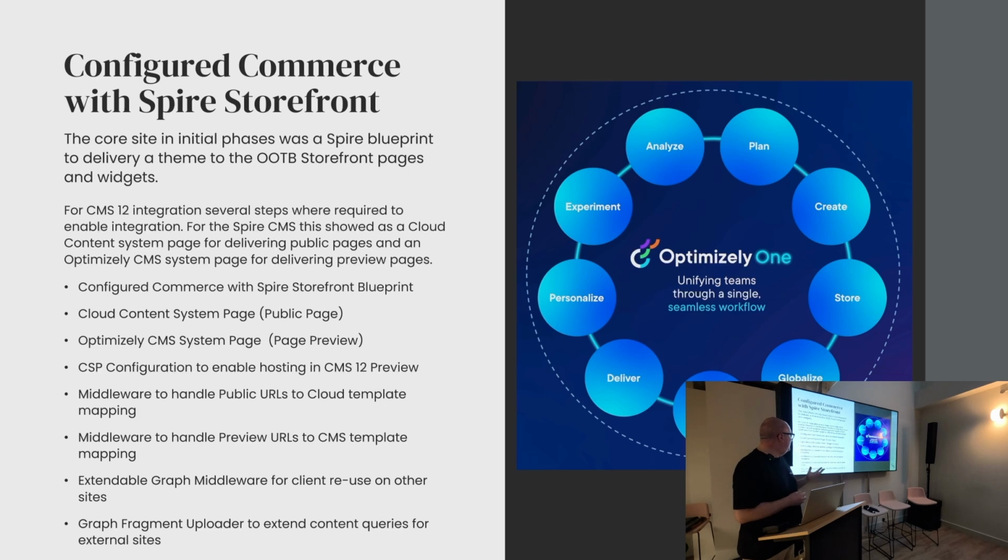I created a separate CMS system page, which would, when you hit it with the preview URL from the CMS, actually understand that and be able to pull the preview version from Graph instead of the public version from Graph. By default, Graph only allows access to the public ones.